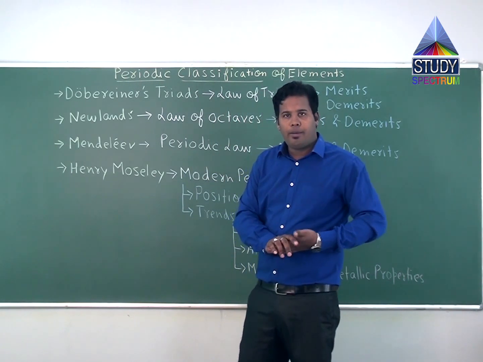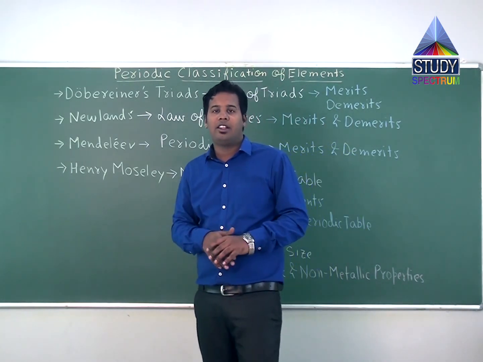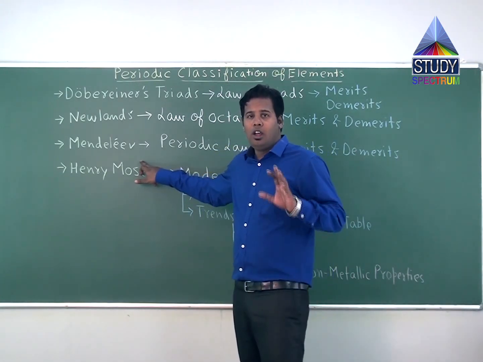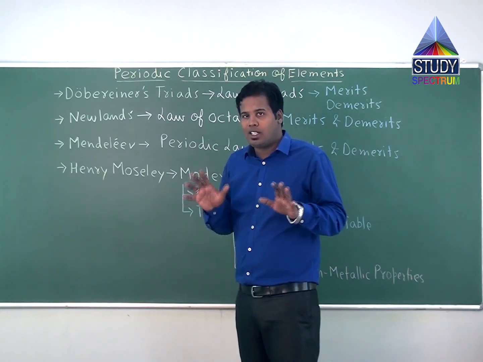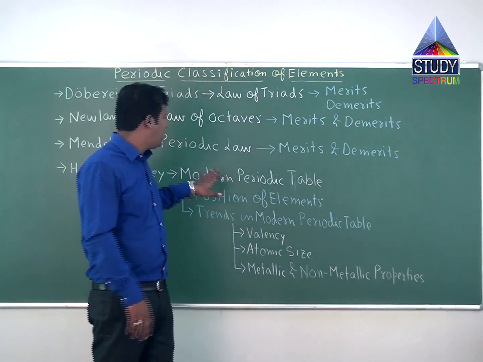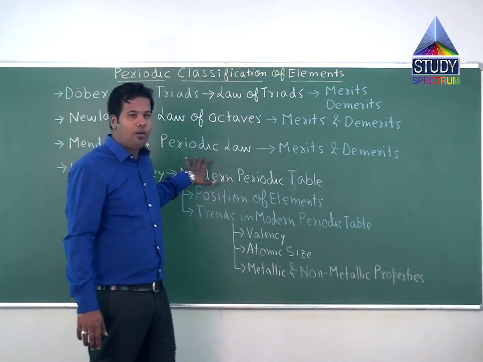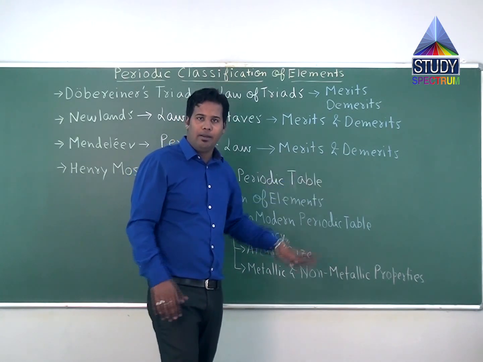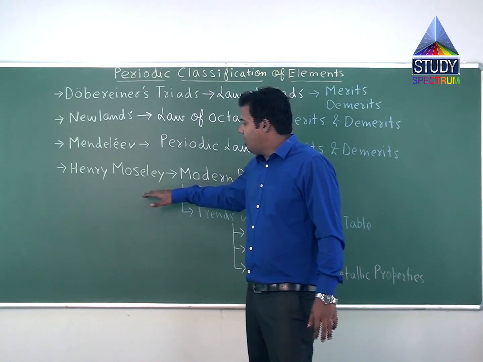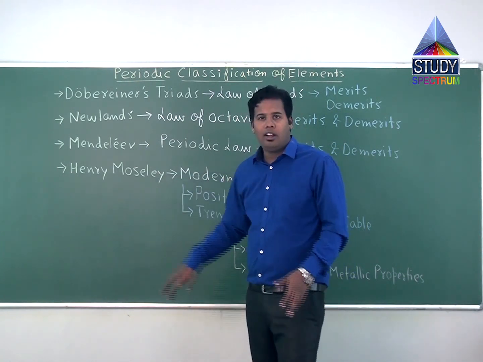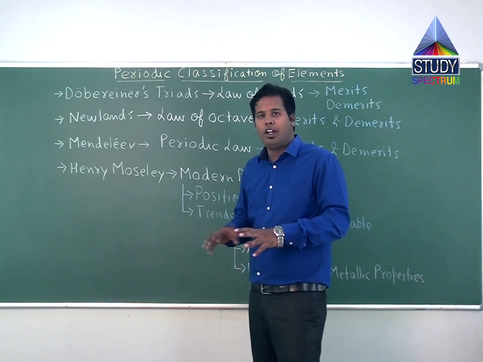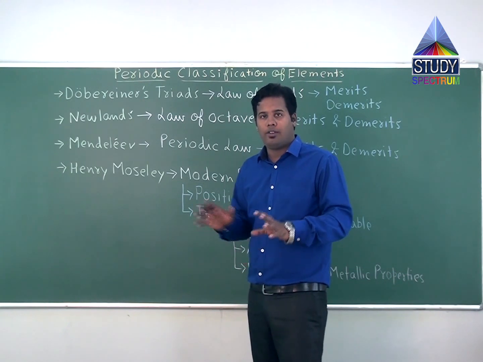And the third famous recognized scientist was a Russian scientist, Dmitry Mendeleev. He was one of the famous scientists. He classified all the elements present at that time in the 19th century. We'll study about his periodic table also. He gave the periodic law. We'll try to understand the merits and demerits of his periodic table also. And finally, another English scientist, Henry Moseley, came in, and he gave us the modern periodic table which we see in our day-to-day chemistry.